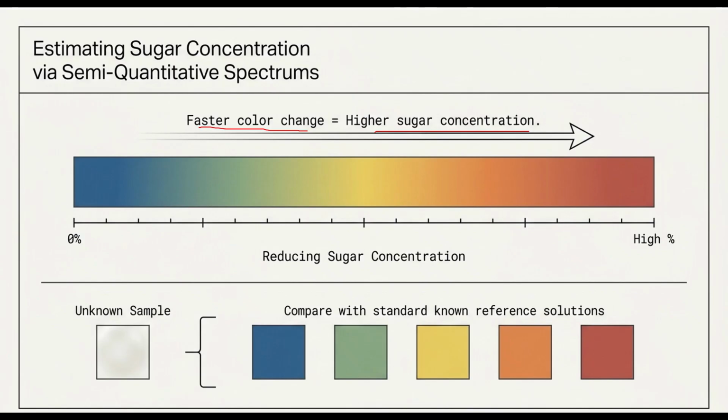Got it? So from an unknown sample, through this test, we can see different combinations. Okay, different percentages will be there. So blue means 0, green means light, and yellow is more concentrated. Orange means comparatively higher, and brick red is the highest concentration. Okay.